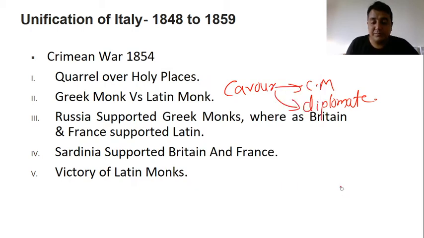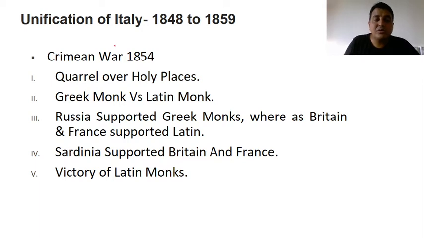Next thing, what did they have to do? They just waited for an opportunity, and that opportunity was provided in the form of the Crimean War. Crimea was a province of the Ottoman Empire.